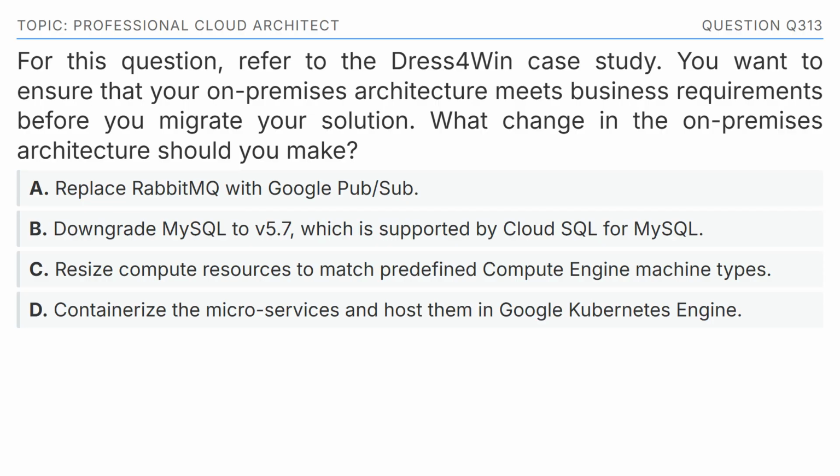The options are: Option A, replace RabbitMQ with Google Pub/Sub. Option B, downgrade MySQL to version 5.7, which is supported by Cloud SQL for MySQL. Option C, resize compute resources to match predefined Compute Engine machine types. Option D, containerize the microservices and host them in Google Kubernetes Engine.